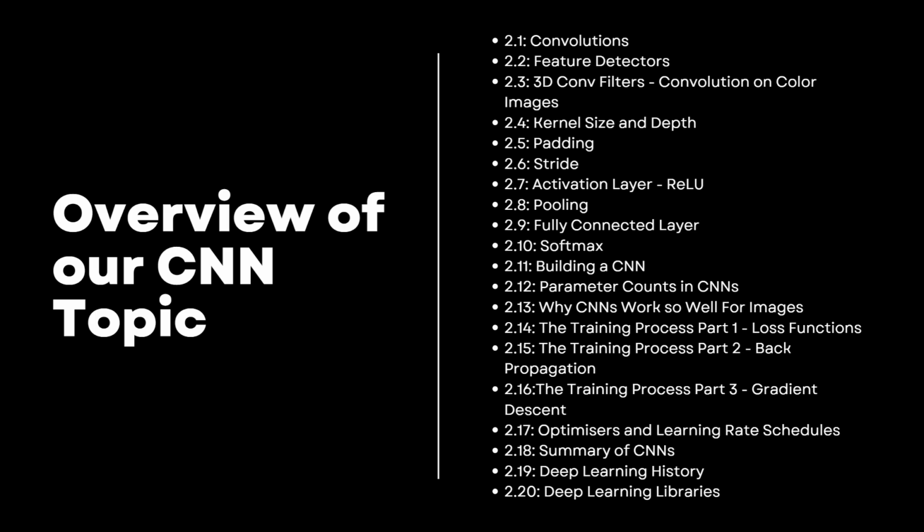So that should ground you in a basic understanding of what CNNs are. This is a very long topic, so we divide it into two parts, topic 2.1 to 2.11, then 2.12 to 2.20. We're going to go into a lot of detail on CNNs, starting with what a convolution is, what feature detectors are, and 3D convolution filters, so how these 3D convolution filters work when you do convolution on 3D images.